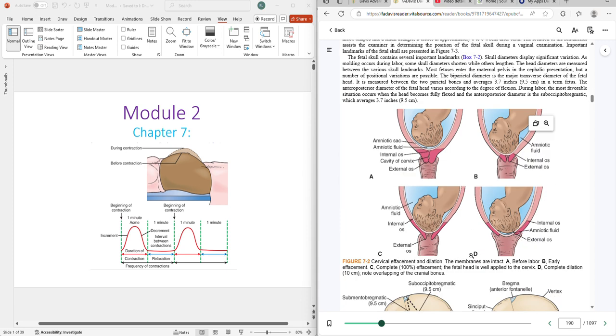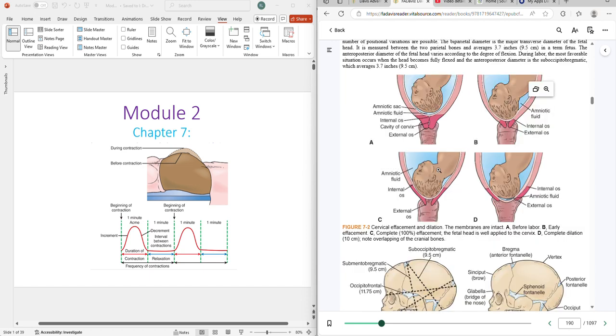All right. This picture on page 190 shows you the different anatomical figures of the bottom of the uterus. You have the amniotic sac, amniotic fluid around the fetus, the internal os of the cervix, the cavity of the cervix, and the external os. And this is where the nurses actually check the dilatation of the cervix. They check for effacement, which is how thick the cervix is, and then they check for the dilation or dilatation.